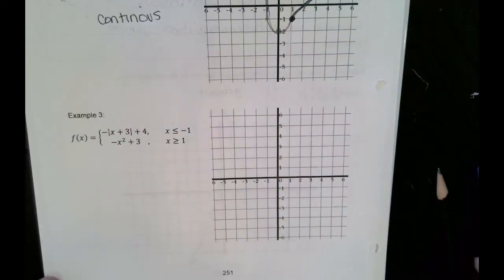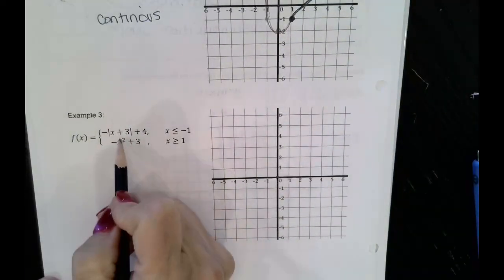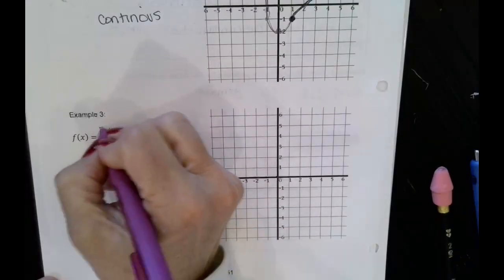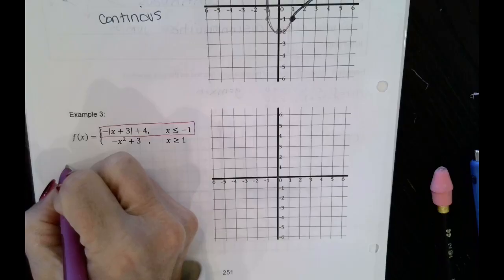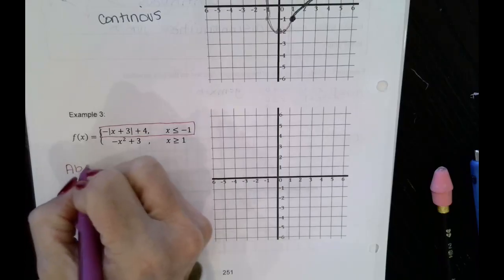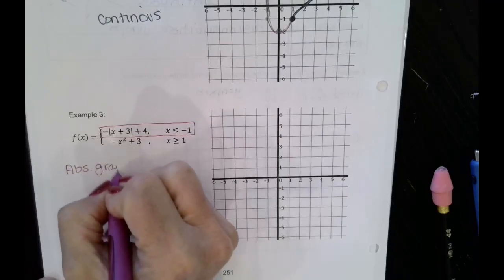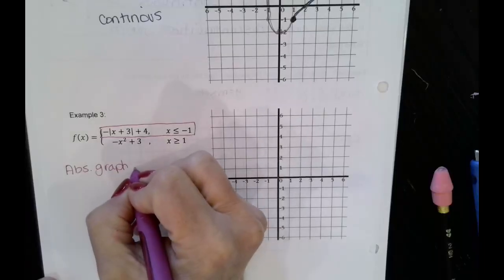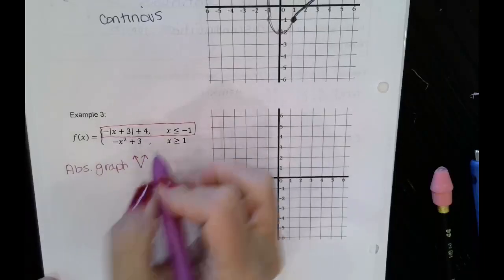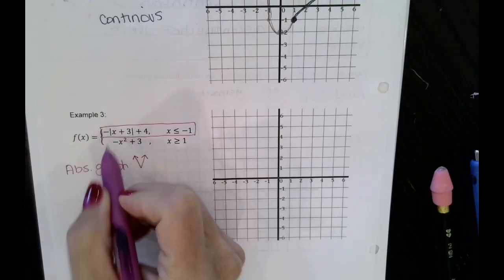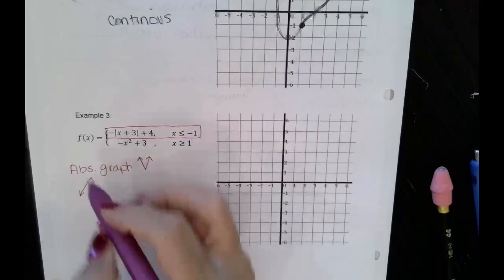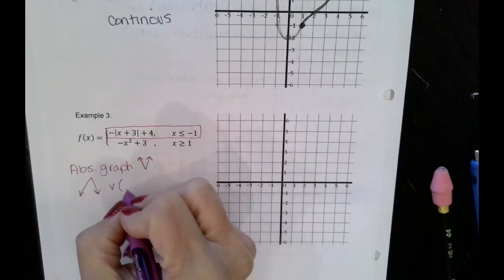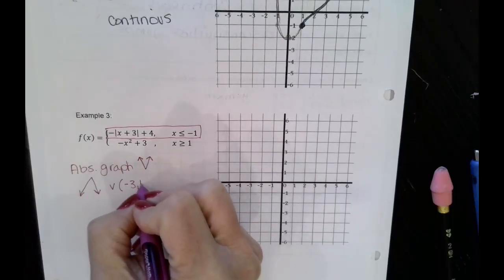All right, let's try another one. What I know about this guy right here, I'm going to stick with my color. So here's my pink graph. I'm going to write down what I know about my pink graph. I know that it's going to be an absolute value graph, and my absolute value graph is going to be a V. And I know that this is negative out here, so it's actually going to be a V that goes down. And the vertex of this V is going to be negative 3, 4.